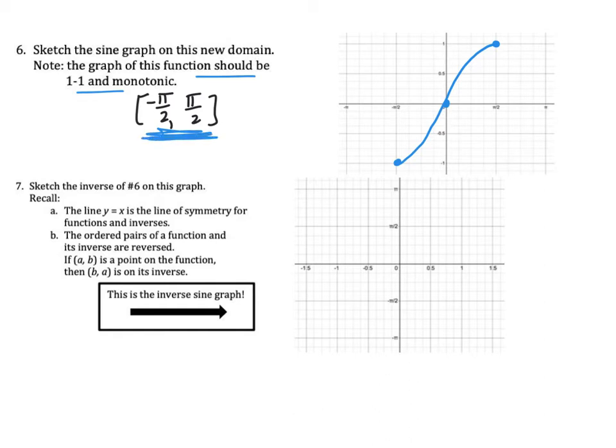Now, you can pause and try the next part on your own. It says sketch the inverse of number 6 on the graph below.